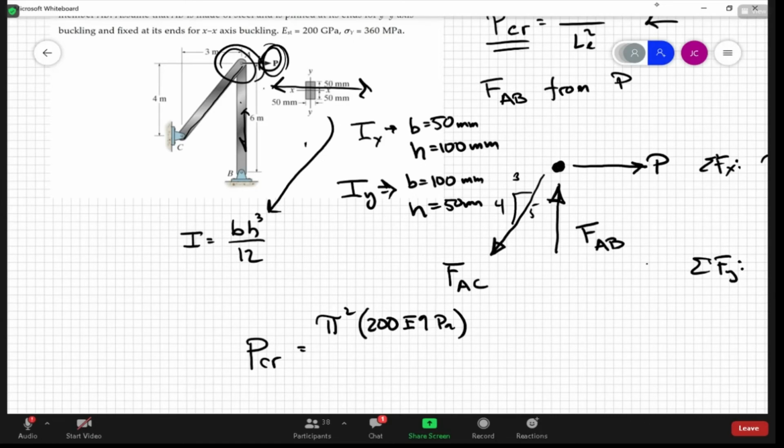Does that make sense? There actually is a critical buckling load for buckling in this direction, but it's going to be greater than in the other direction. So we need to use the smaller of the two I's, that one, okay? That's going to give us the worst case. So we need to use, in that one, let me just slide this around.